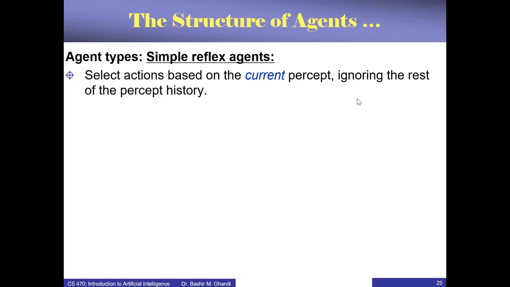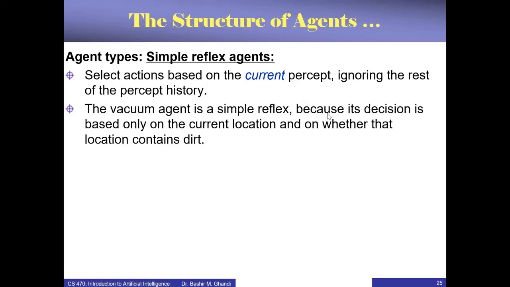The simple reflex agent is the one that selects an action only based on the current percept, ignoring the rest of the percept history. Just the current percept is what it will use to determine what to do next. The vacuum agent that we saw earlier is an example of a simple reflex agent, because its decision is based only on the current location and whether the location contains dirt or not.